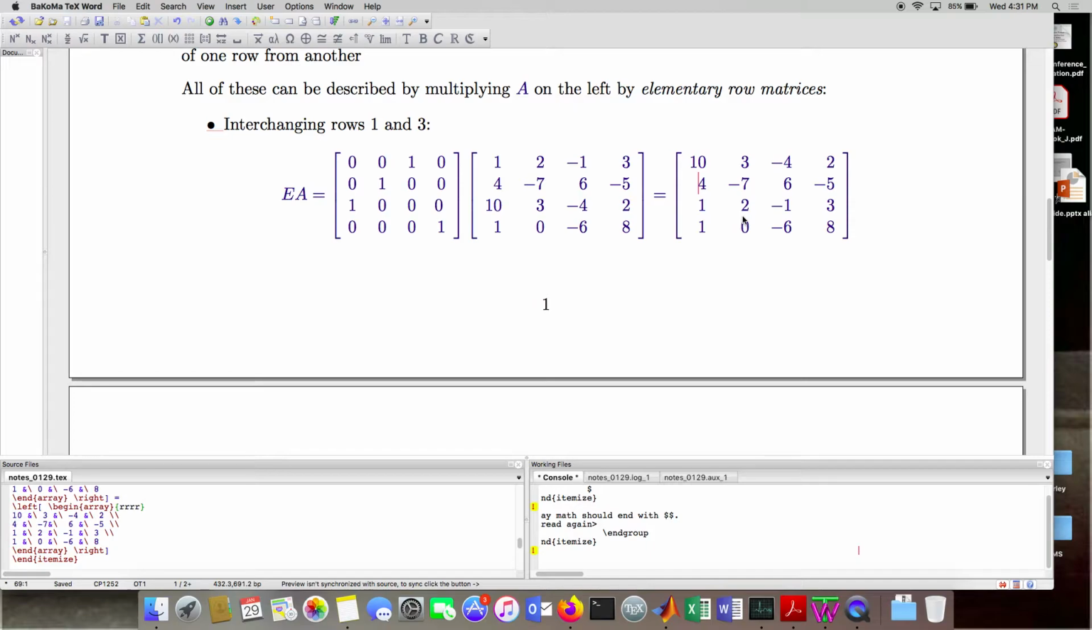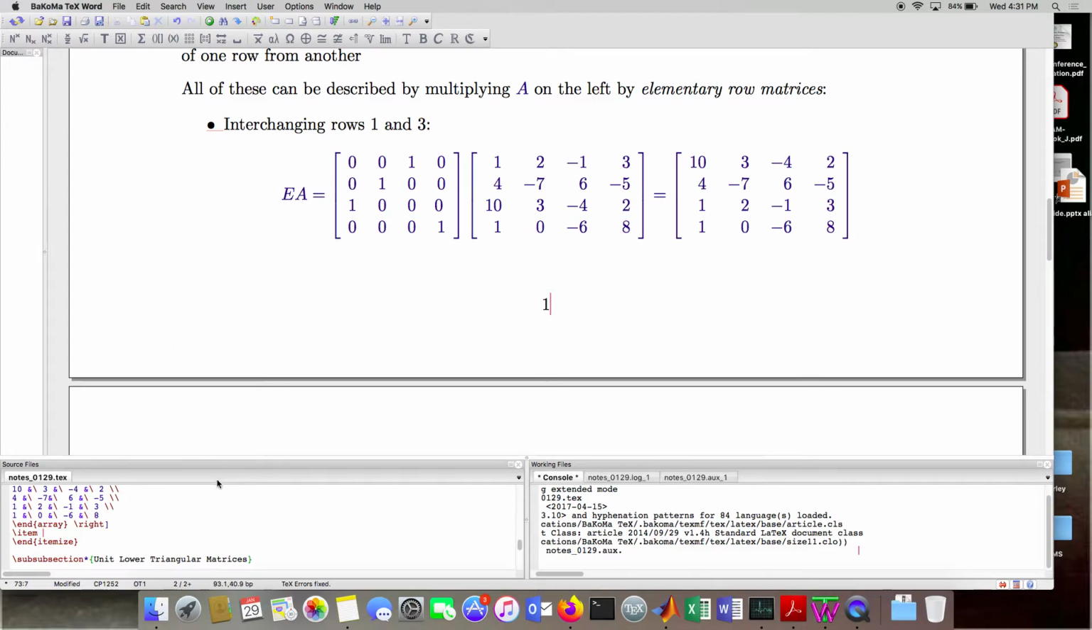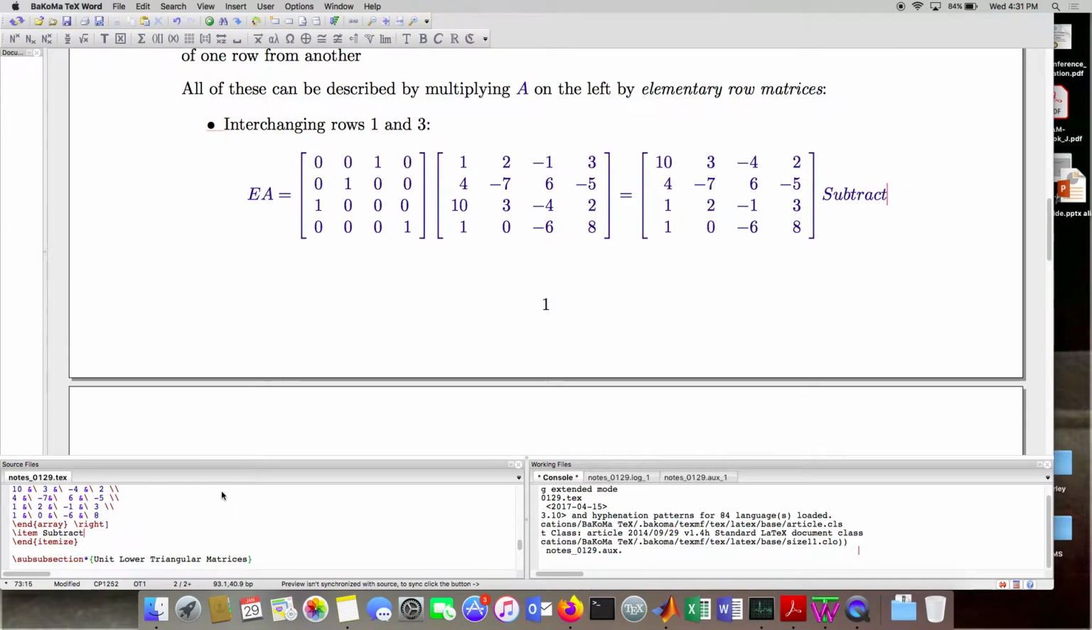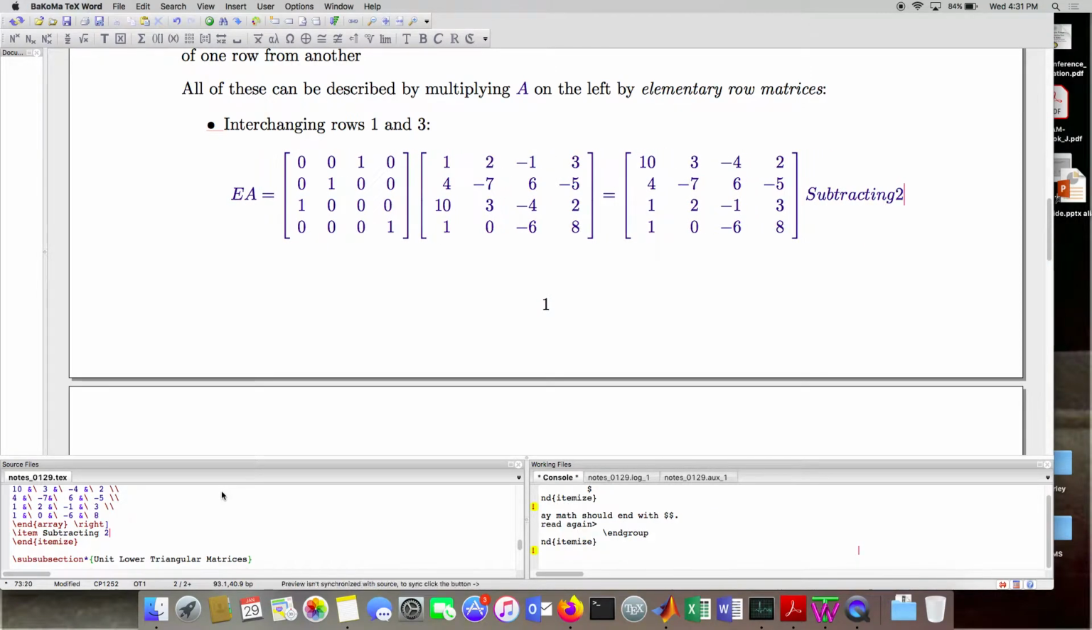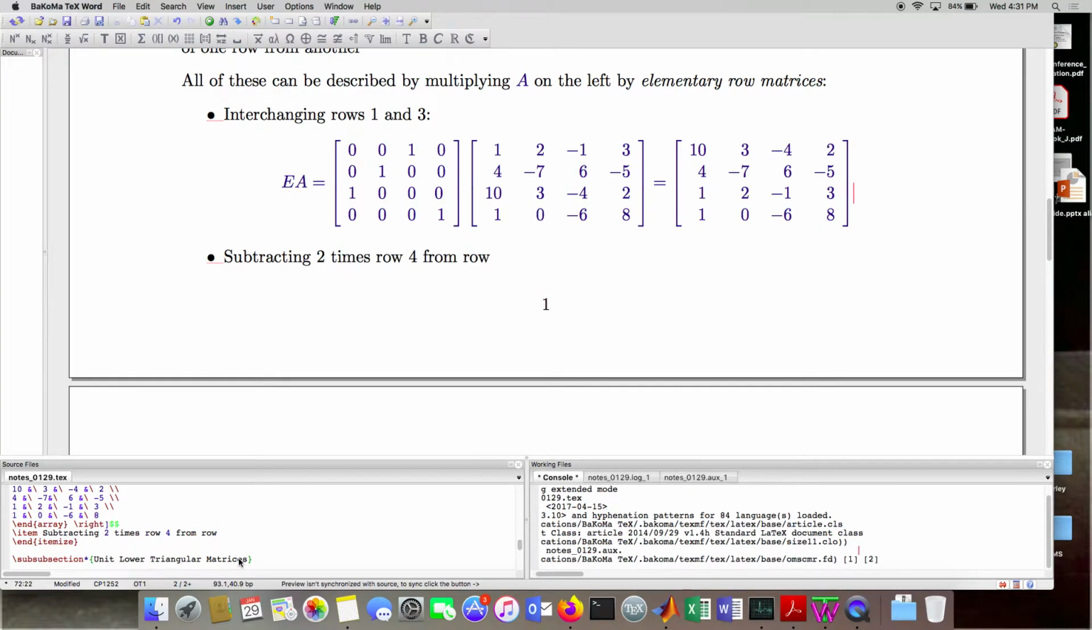All right. Now, so that's one type of row operation. But then a more interesting row operation for us would be subtracting a multiple of one row from another. So subtracting 2 times row 1 from row 4.